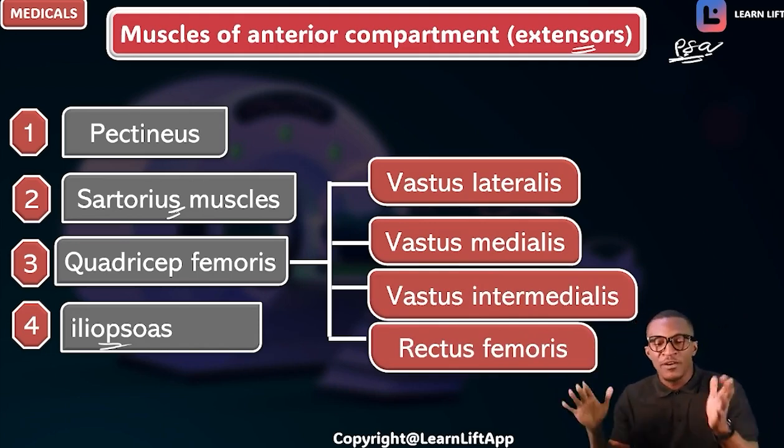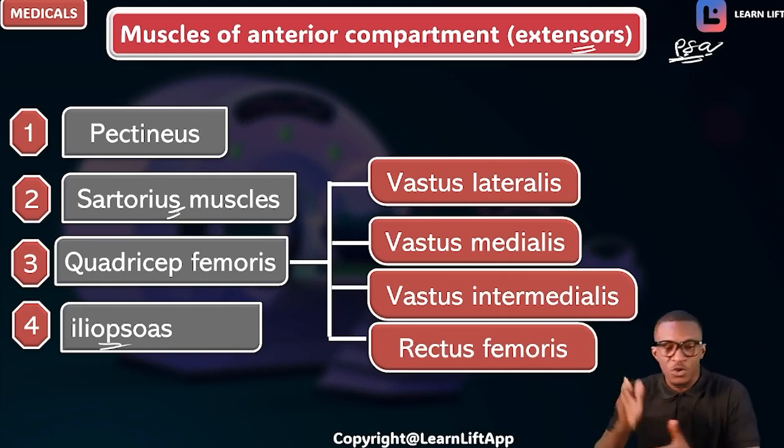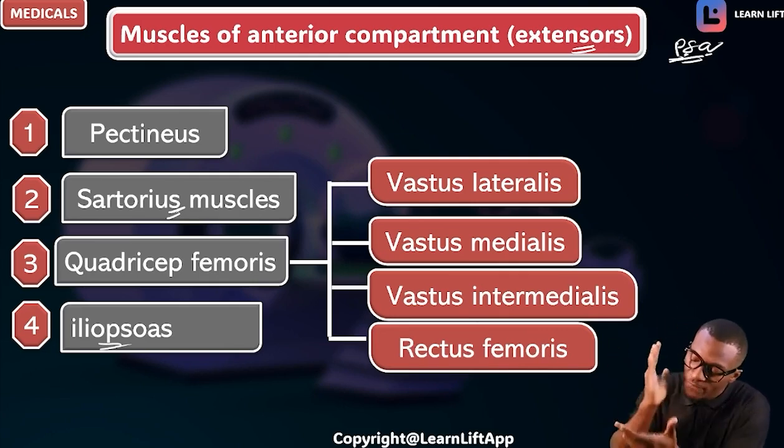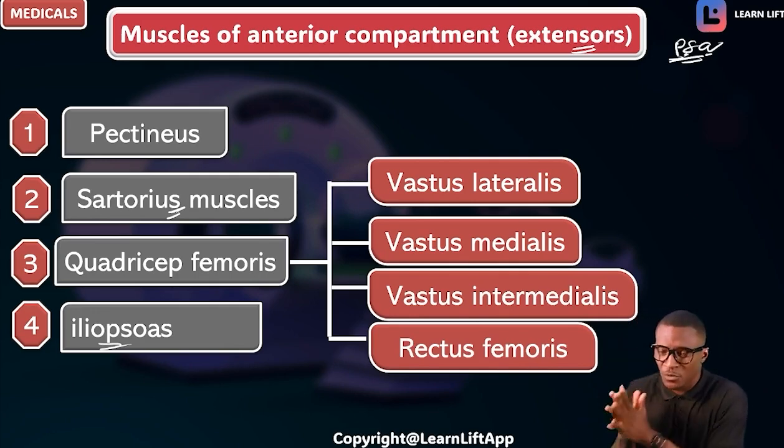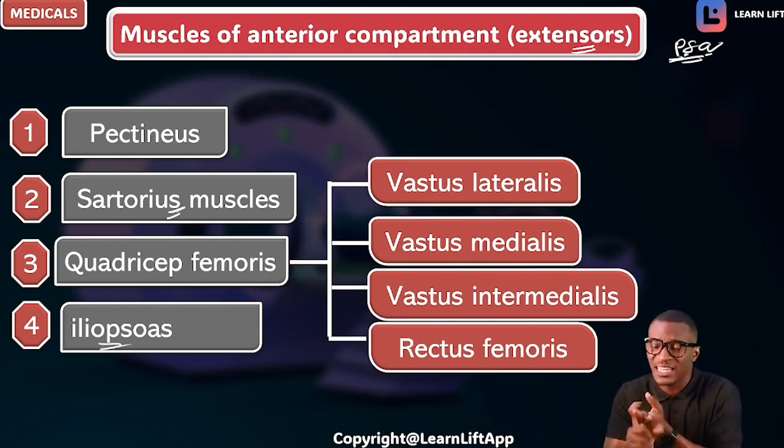Stop, everybody. What are they? We have the pectineus, sartorius, quadriceps femoris, and iliopsoas muscle, and we said that the quadriceps femoris has 4. We have the vastus lateralis, the vastus medialis, the vastus intermedius, and the rectus femoris.